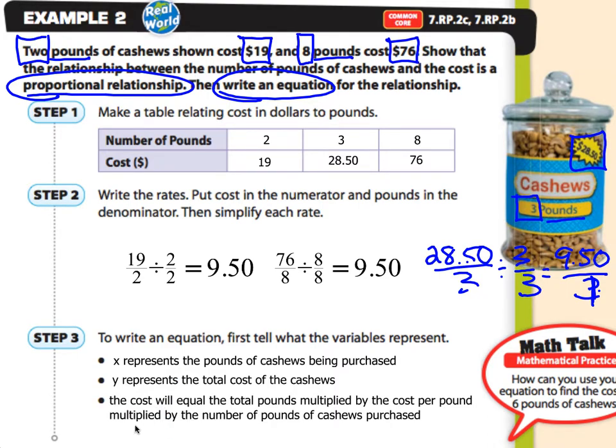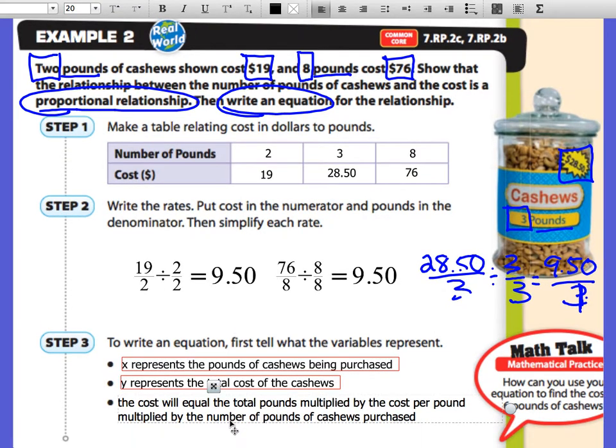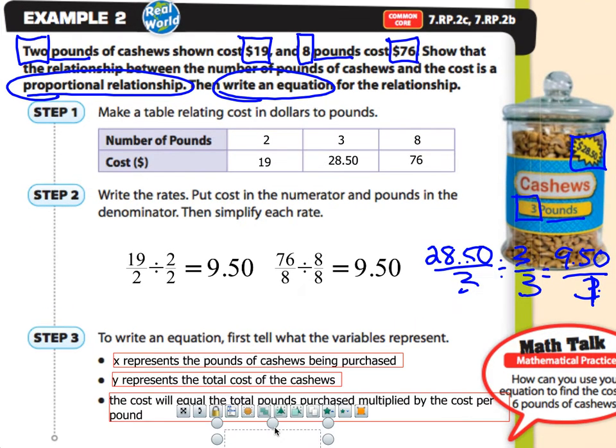Okay, and then our equation is going to be the cost is going to be set equal to our amount of pounds multiplied by our cost per pound. And this got a little bit redundant here, so let's try to fix this a little bit. So the cost will equal the total pounds purchased multiplied by the cost per pound. There we go. That makes a little more sense.